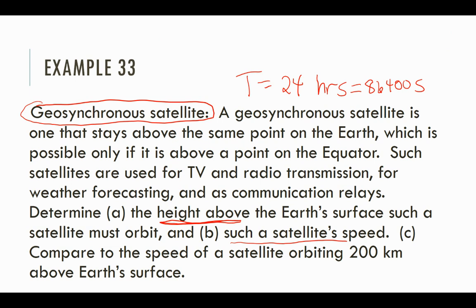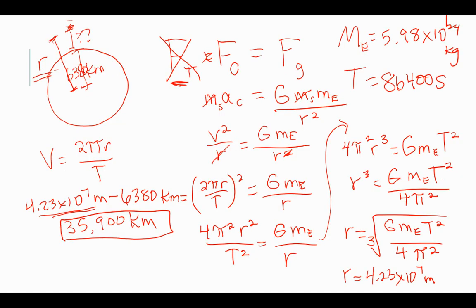Okay, so the second part says, what is the satellite speed? Now this is pretty easy because you have two options. You can just plug it into this speed equation because you know the radius. Now think about what this radius is. This is not going to be the 35,900 kilometers. This is going to be the total radius that we got over here, the 4.23 times 10 to the 7th, because it's the distance that object is from the center of the Earth. And then we know the period, of course, is 86,400 seconds. So you can use that equation if you want.